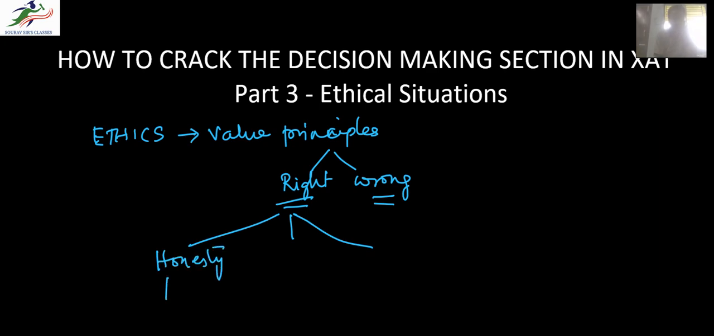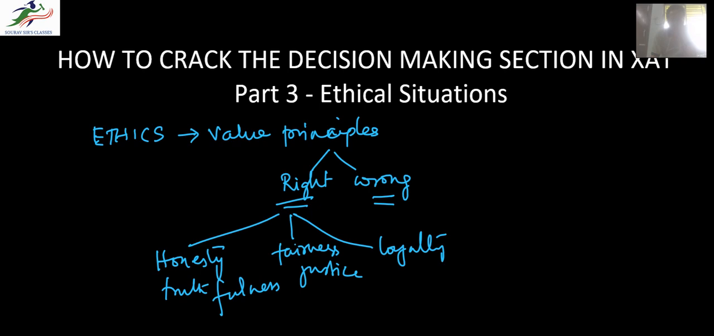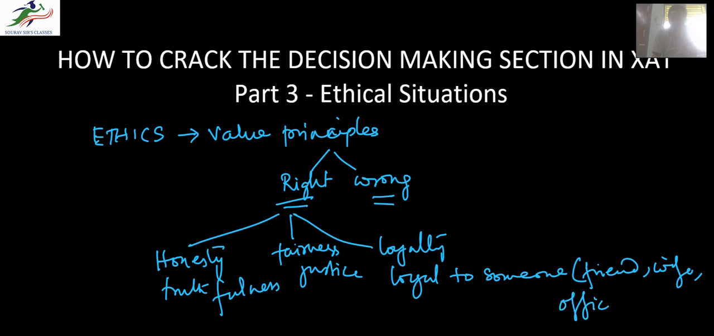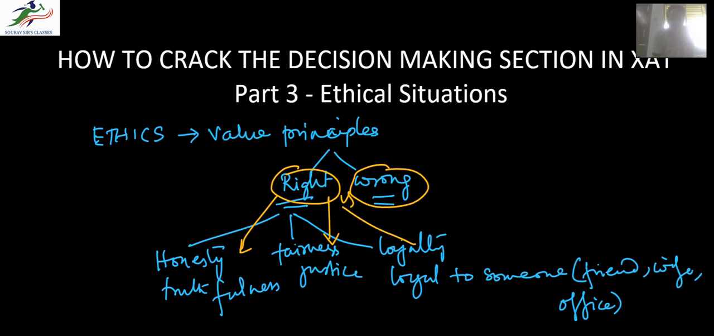Honesty, that means truthfulness, fairness, which is about justice, and loyalty, which is about being absolutely loyal to someone, and that someone can be your friend, your wife, or your office. And all ethical situations basically deal with these two things: what is right versus what is wrong. And it can relate to truthfulness, it can relate to being fair or just, it can relate to loyalty. So these are the basic elements of ethics.